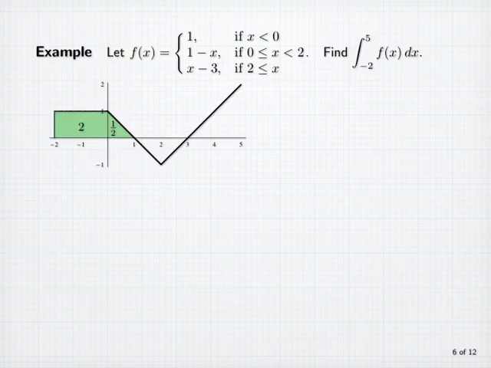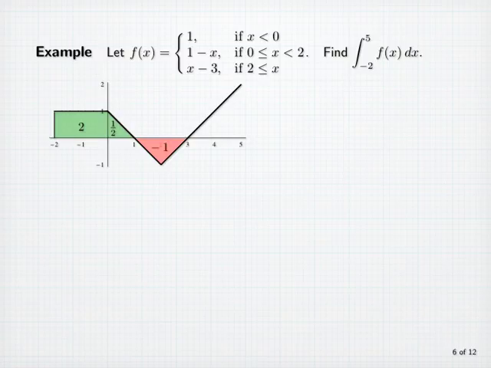Between 1 and 3, the function is negative, and the corresponding region is again a simple triangle with width 2 and height 1. Its area is therefore 1/2 of 1 times 2, or 1, but since it lies below the x-axis, that contributes a negative 1 to the integral.